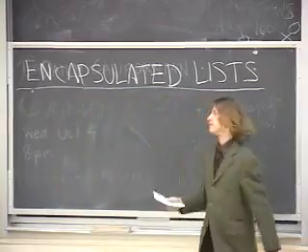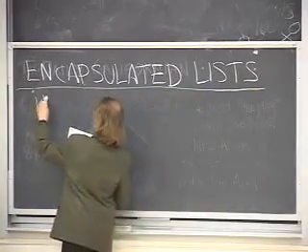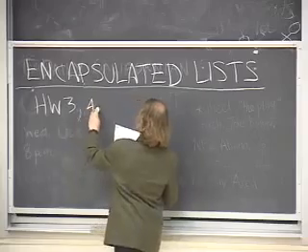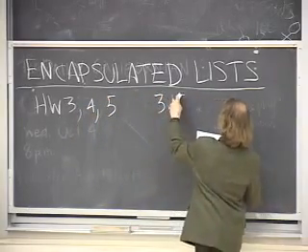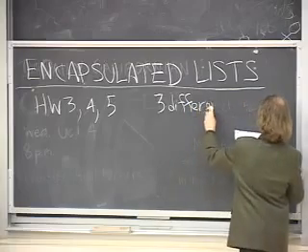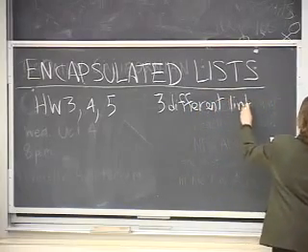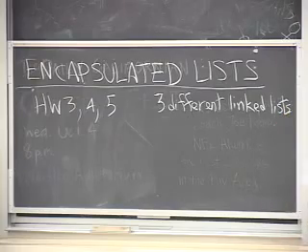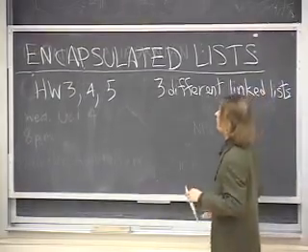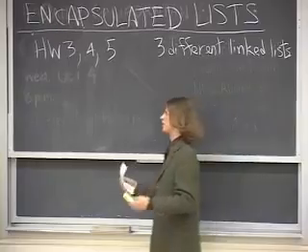Here's a case study. We've seen 3 different designs of lists in homeworks 3, 4, and 5. So why did we have to go through 3 iterations?